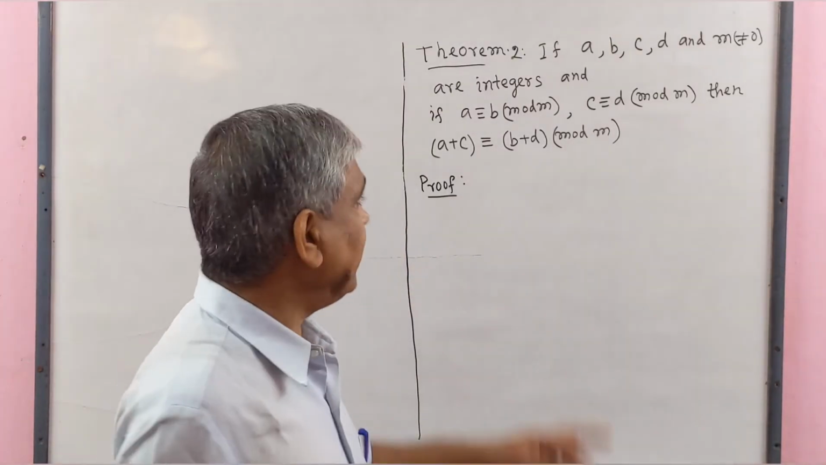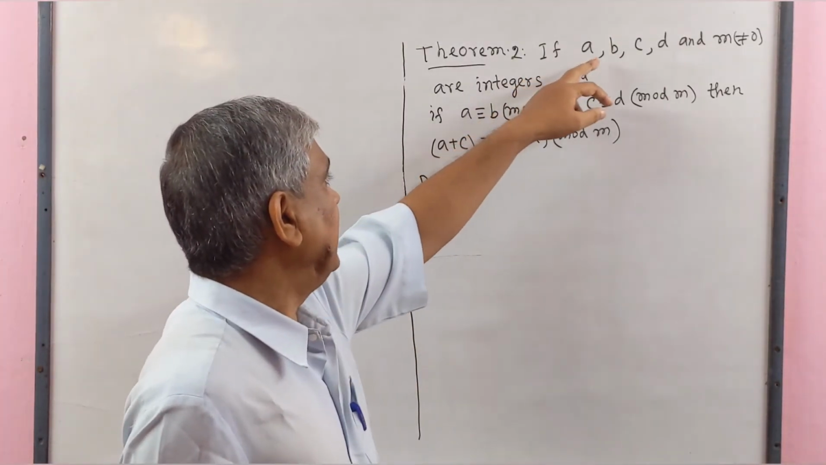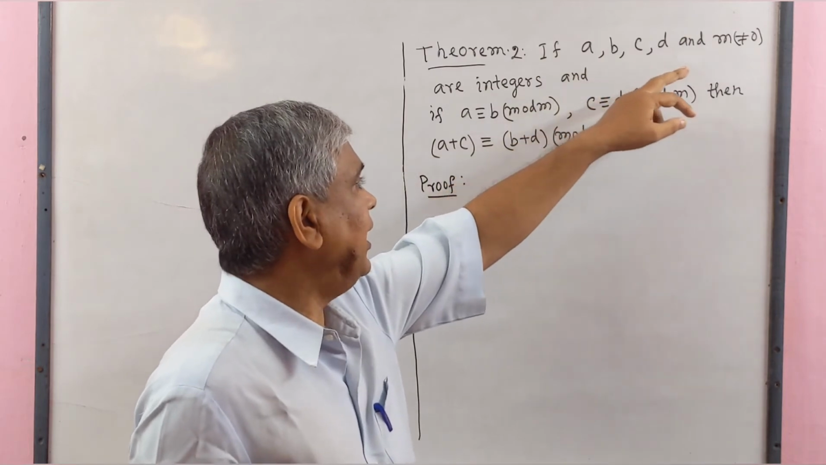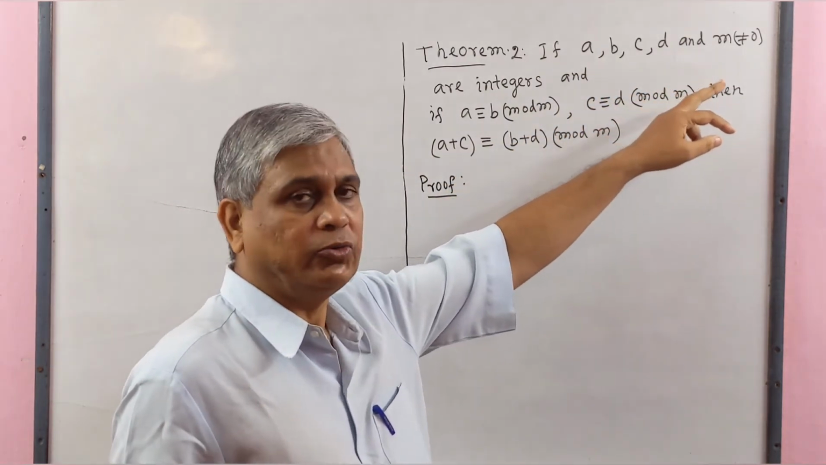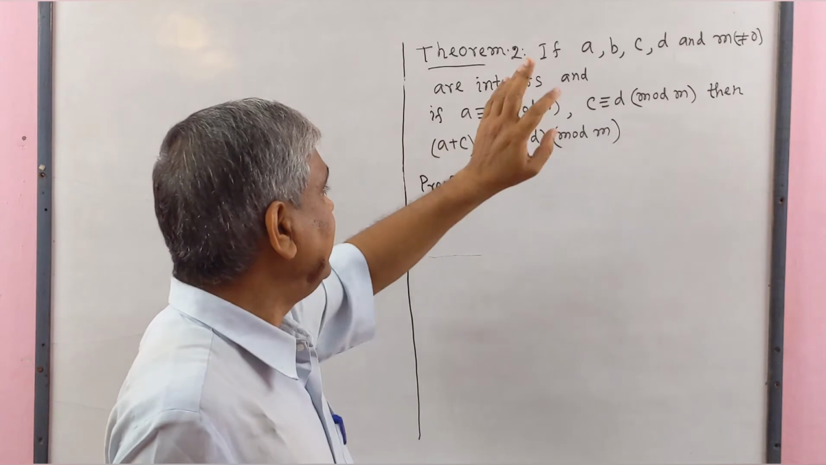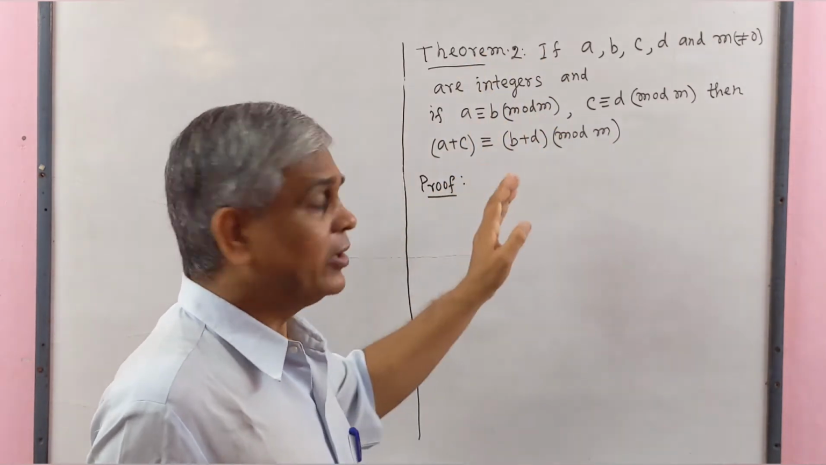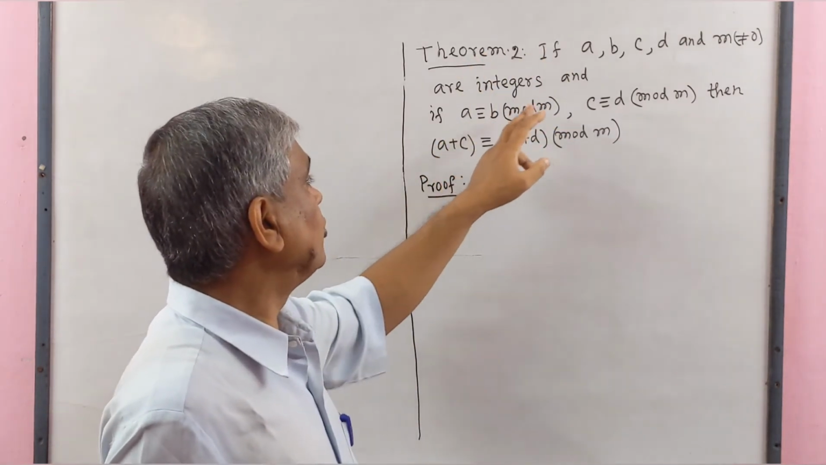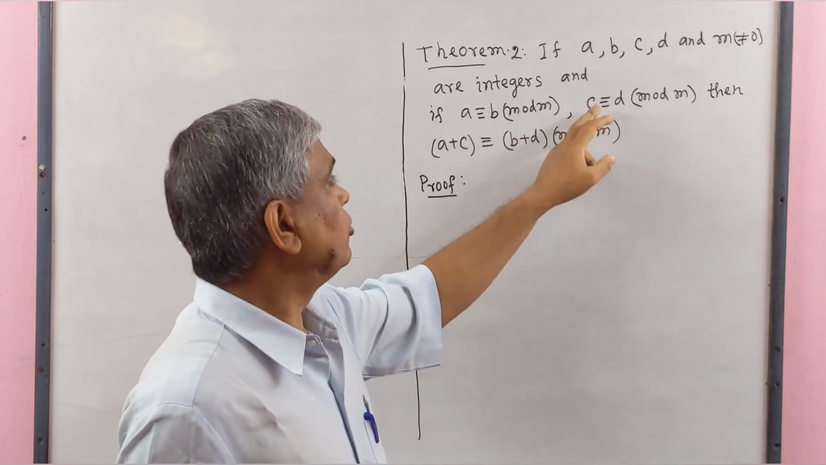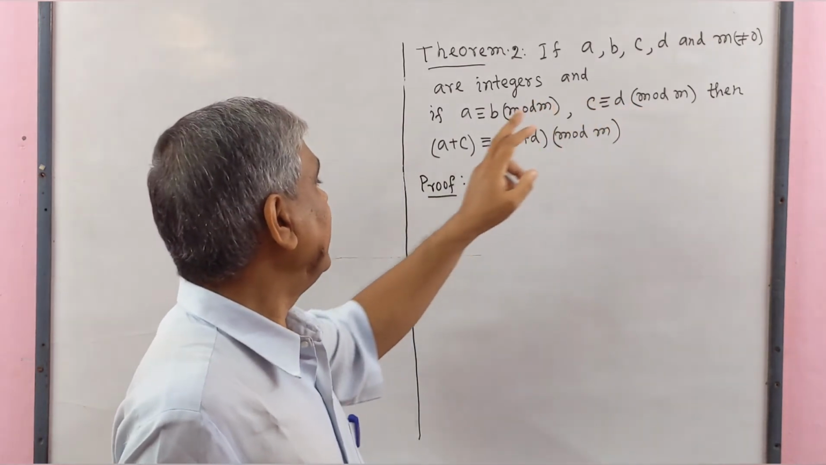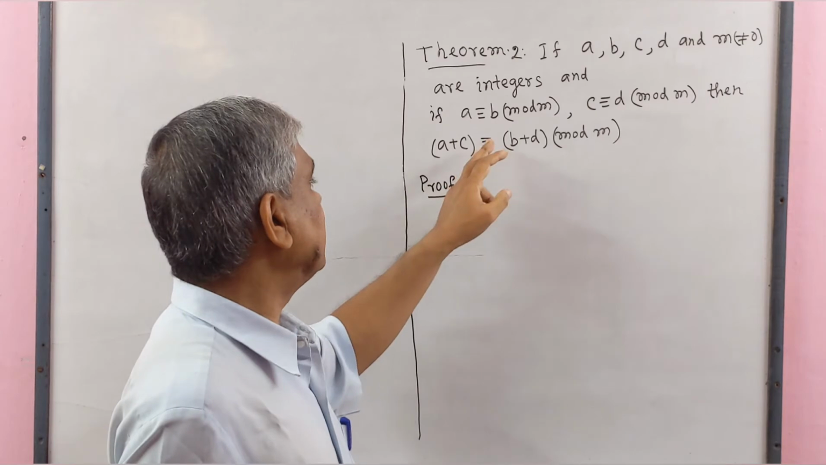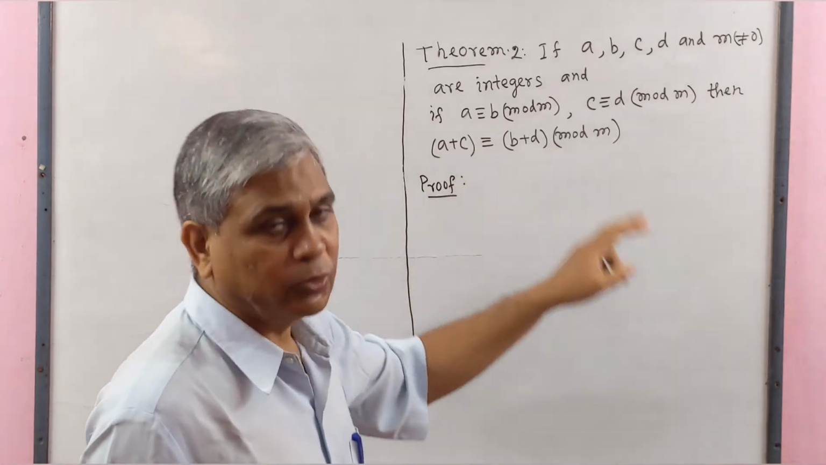Now we prove the next theorem. If a, b, c, d and m not equal to 0 are integers, then if a is congruent to b modulo m and c is congruent to d modulo m, then a plus c is congruent to b plus d modulo m.